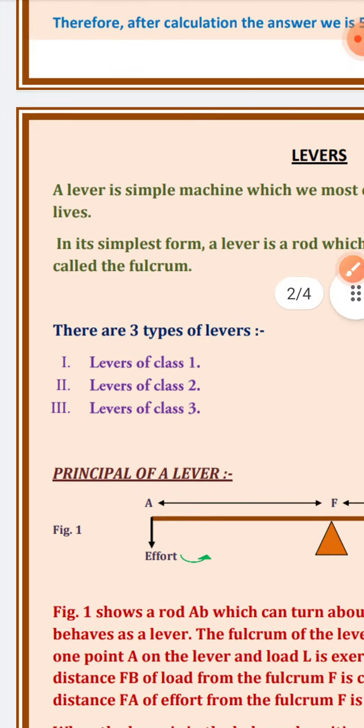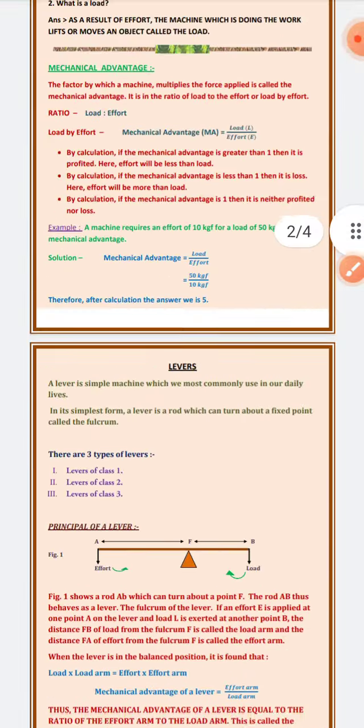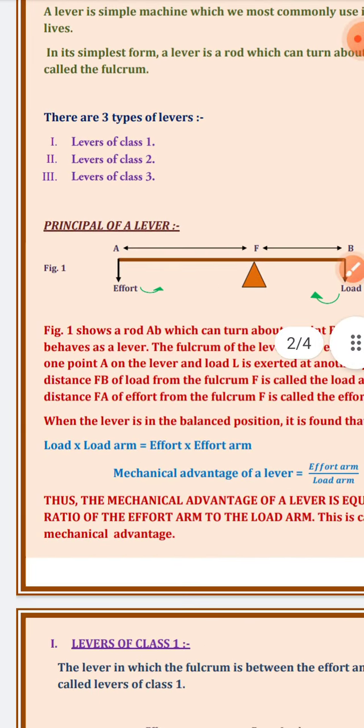Now coming to three types of lever. There are three types of lever: levers of class 1, levers of class 2, levers of class 3. Before knowing these three classes of lever, we have to know the principle of a lever. What do you mean by the principle of a lever?